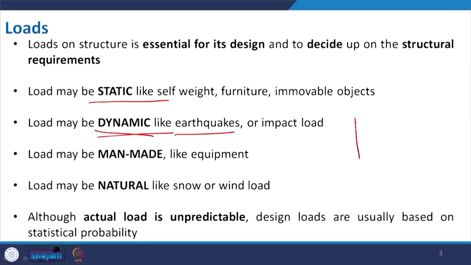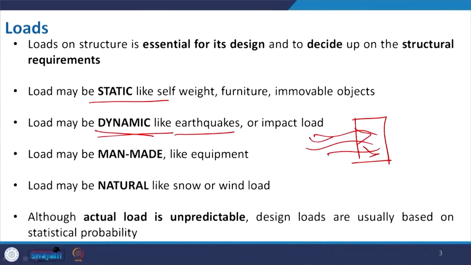Again, if you take the example of wind, we know that there will not be a constant wind load acting on a building. It will have different velocity over time, and the same is true of rain based on its intensity. Again, load can be classified as man-made load. Suppose we make equipment; in our classroom we have benches and other furniture, which put load on the structure.